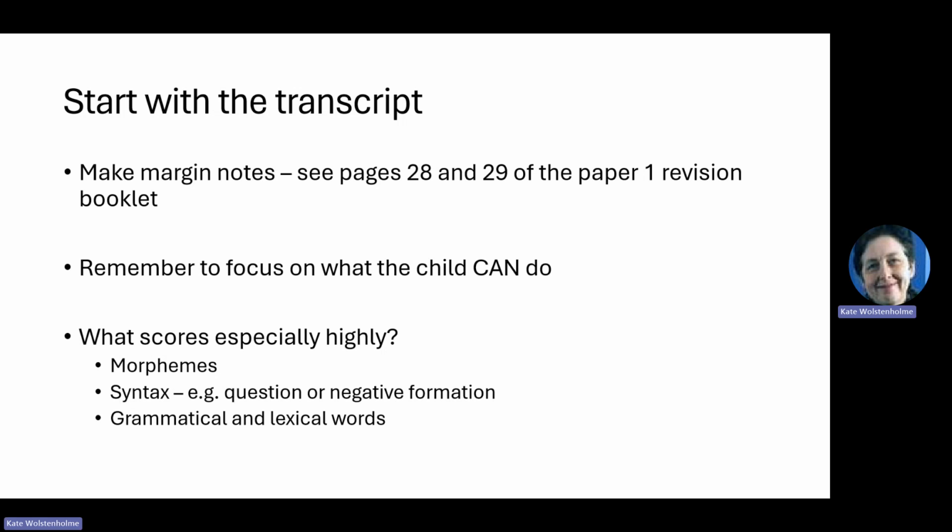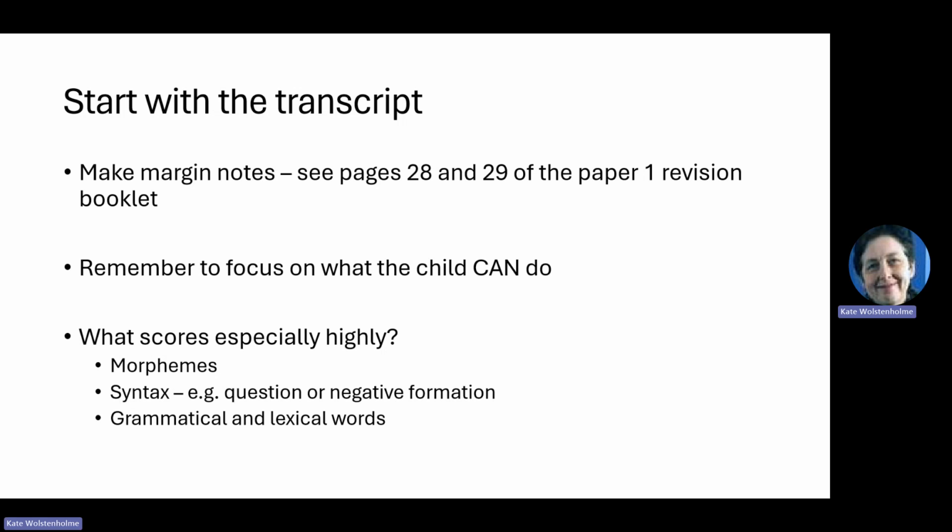Okay, so start with the transcript. 10 minutes, annotate the transcript, thinking about anything the child can do and is doing, thinking about use of child-directed speech by the parent if there is an adult, parent or other adult. Use page 28 and 29 in the paper 1 revision booklet. You can use that to practice with the past papers.